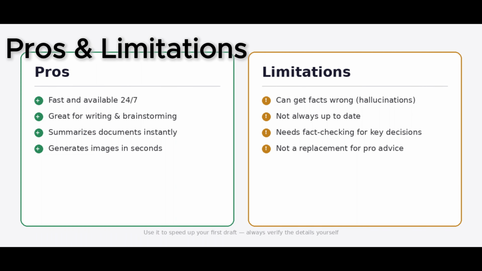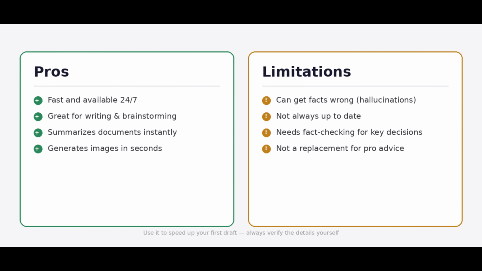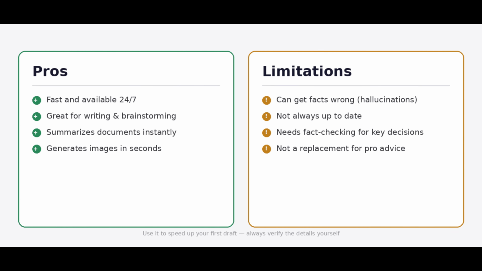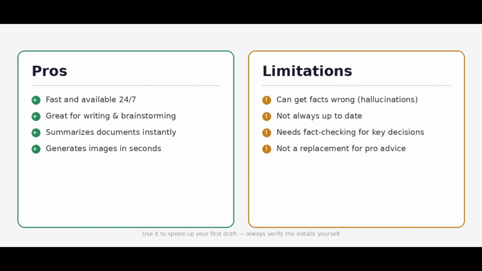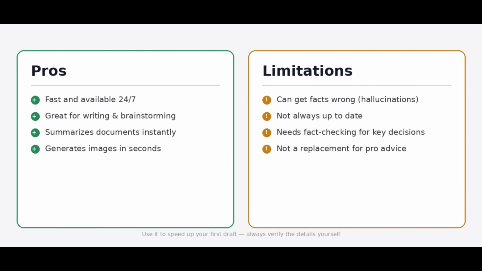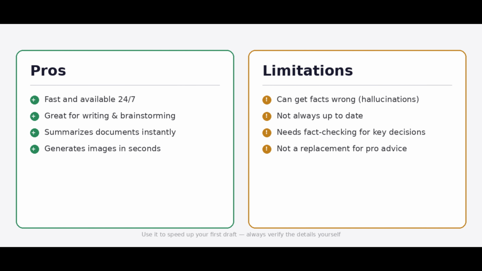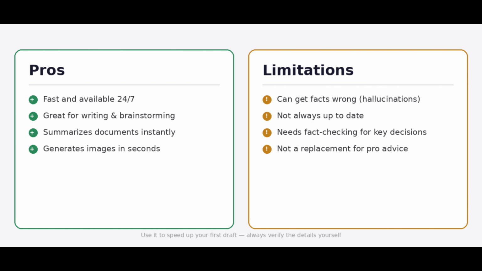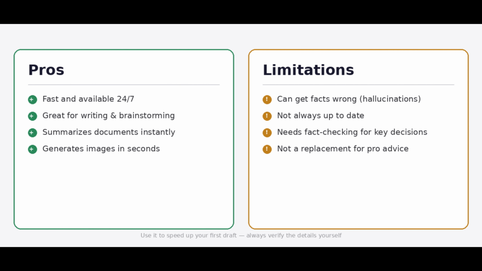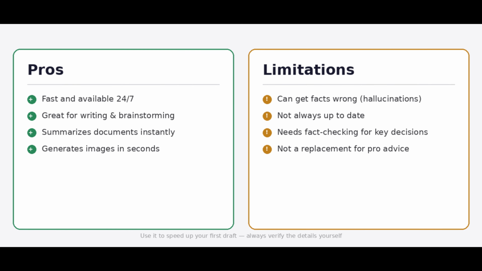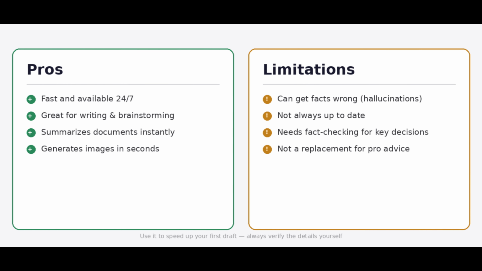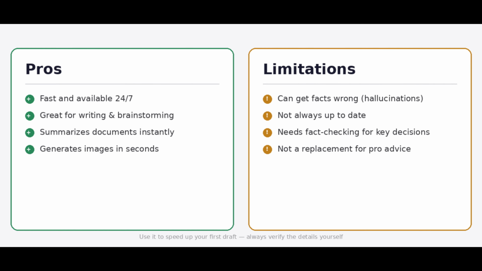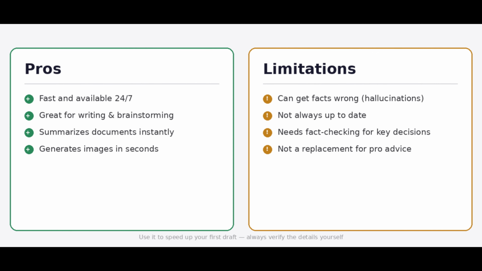Let's do a quick reality check on ChatGPT. The good and the not so good. The pros? It's fast, available 24/7, and genuinely useful for writing, brainstorming, images, and summarizing documents, like you've seen throughout this video. The limitation? It can sometimes get facts wrong, especially specific numbers, dates, or very recent events. This is called a hallucination. It sounds confident, but it's incorrect.